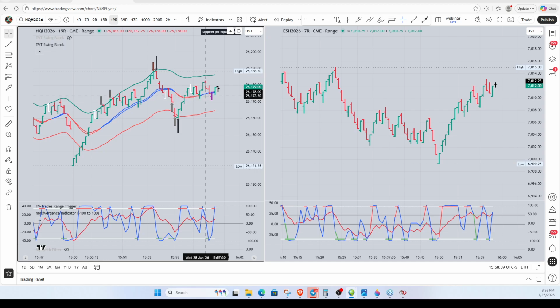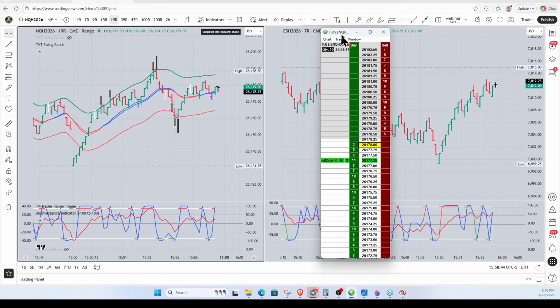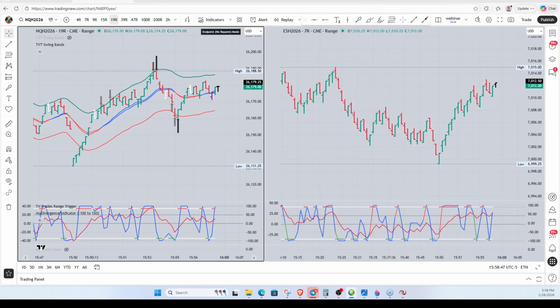The NQ had a purple right in there. I missed it. Not filled. Cancel it.